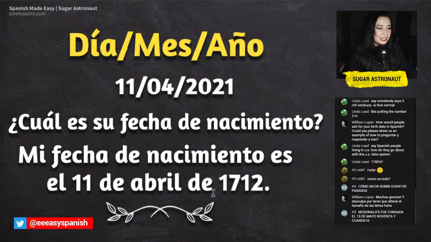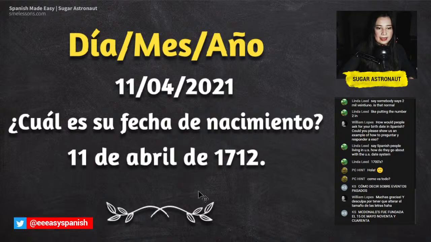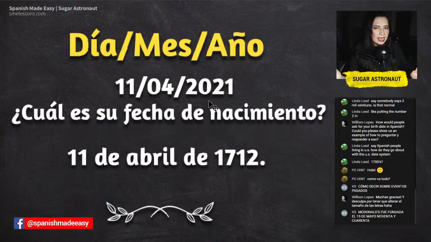¿Cómo decir sobre eventos pasados? That is, I think I'm going to do a lesson about that, history and all of that. But essentially, if you're talking about dates, you use the same structure, día, mes, and año, and that's it. For example, this date that I have here, el 11 de abril de 1712. So it's pretty much the same thing. But I can talk about that if there's anything else to talk about dates and history in Spanish. Yeah, I can do another lesson about that.